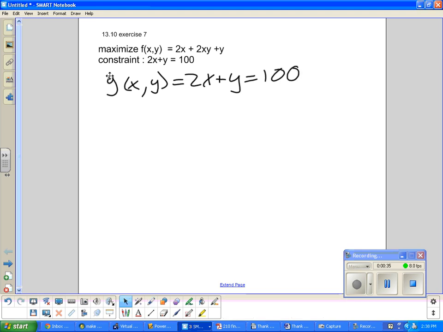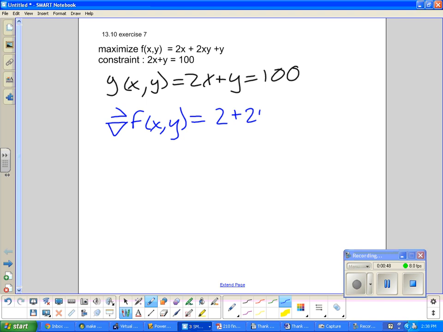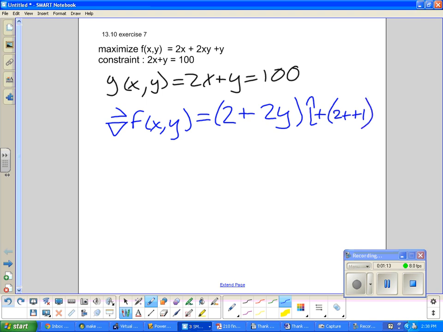Now I want to write my gradient vectors. Gradient of f is going to be 2 plus 2y, I, plus 2x plus 1 j. And the gradient of our g function, looking right here, is going to be 2I plus j, the partial with respect to y.